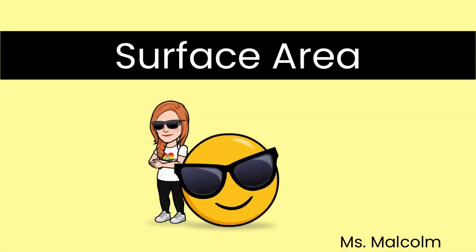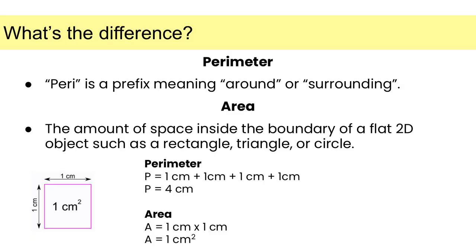Let's have a look at surface area. We often talk about perimeter and area, so what's the difference? Perimeter, if you look at the prefix in the front, peri, means around or surrounding. So when we're looking at perimeter, it's just the length all the way around an object.